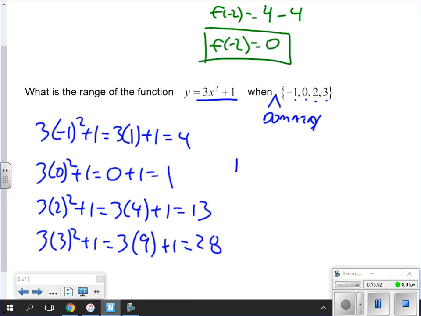So my domain is that. My range, I have the set of the numbers 4, 1, 13, and 28. And thus ends the notes. No, I did not do an example for every single problem, but I did examples that will cover all of the problems.